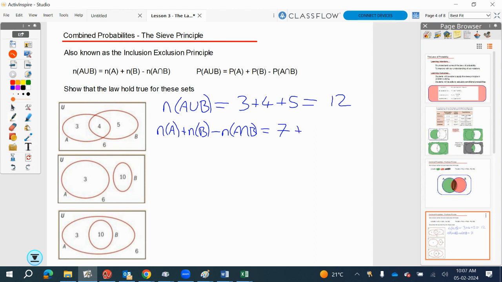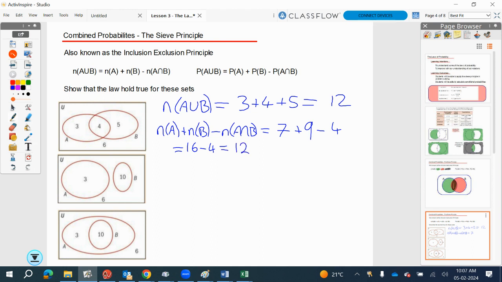How many elements do we have in B? 9. How many elements do we have in the intersection? 4. What is 9 plus 7? 16. 16 minus 4? 12.